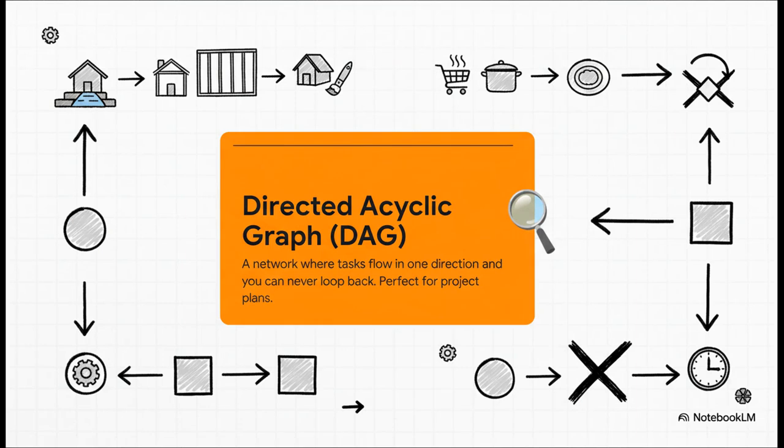We use something called a directed acyclic graph, or a DAG. Whoa, big words, right? But stick with me, it's actually super simple. All it means is that tasks flow in one direction, like our house example, and you can't have a situation where you get stuck in a loop, like needing to finish the painting to start the framing, which you need to finish the painting. It just wouldn't work.